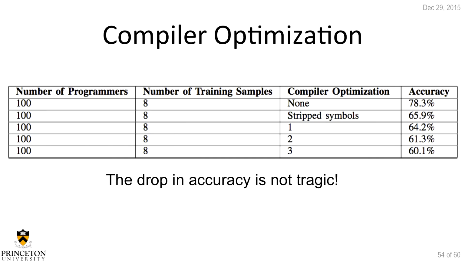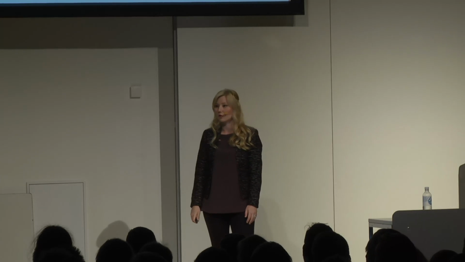And once we start applying more optimizations, like the common level 1 optimization, level 2 optimization, which is cumulative, it takes the previous optimizations in it as well, and it makes the program more efficient and maybe faster and smaller. We see that the accuracy is not decreasing in a drastic way. With the highest level of optimizations that we tried, level 3, we get 60% accuracy in correctly de-anonymizing these 100 programmers. So compiler optimization is not our solution to anonymizing binaries.